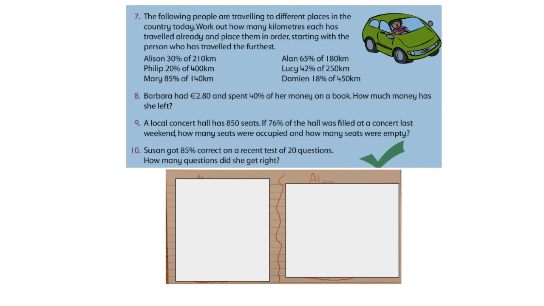last few days. So question 7: the following people are traveling to different places in the country today. Work out how many kilometers each has traveled already and place them in order, starting with the person who has traveled the furthest. Okay, so I'm going to look at Alison and I'm going to look at Alan.